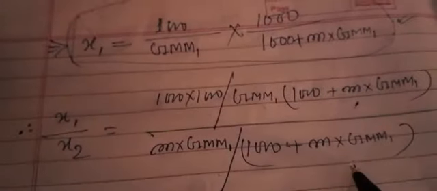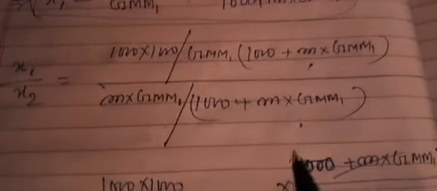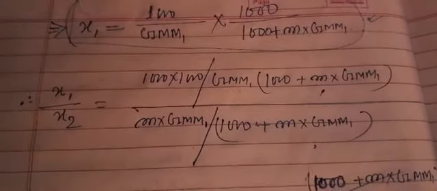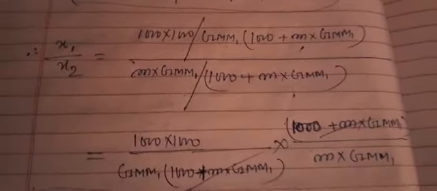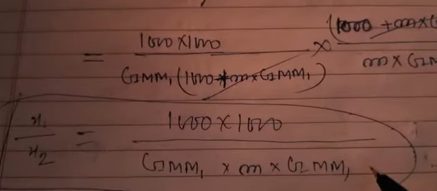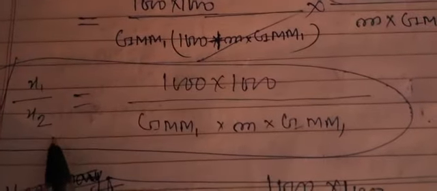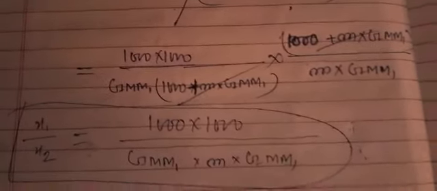So now we will be writing x1 by x2, the value of x1 we have written here, the value of x2 we have written here, and after making the calculation, you can do the calculation by writing on your piece of paper. So you get the final relationship between x1 and x2. This is the ratio of mole fraction of solvent to solute, x1 by x2 equal to 1000 into 1000 by GMM2 into m into GMM1. So this is the relation, but it appears to be very complicated. So generally we don't use this relation.